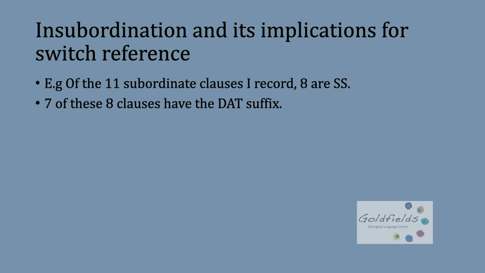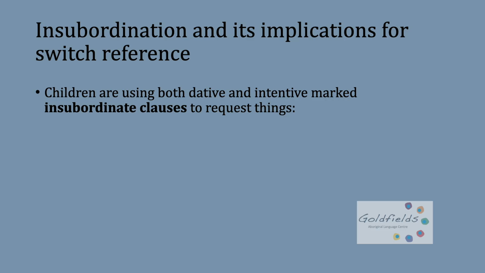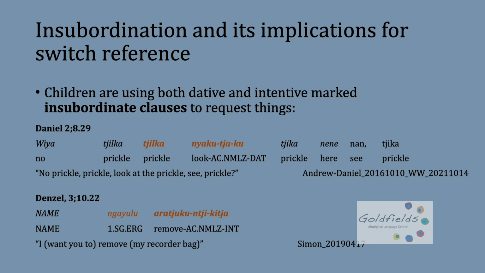So why is this occurring? Why aren't we seeing the gitcha suffix being used with its described same subject function? I think looking at the behaviour of these suffixes in the context of the insubordinate clause might provide a clue. In the context of an insubordinate clause, children are using both dative and intentive marked nominalised clauses with exactly the same discourse function. So they're being used to request a state of affairs. Daniel here uses a dative marked insubordinate clause to request a state of affairs, and then Denzel uses an intentive gitcha marked insubordinate clause to request a state of affairs.